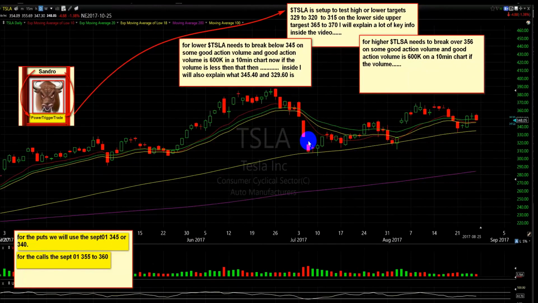Let's go check out a new detailed money-making plan. Alright people, got a plan here for Tesla. It's a little different than usual again because we're at key pivot points. So let's talk about this plan.